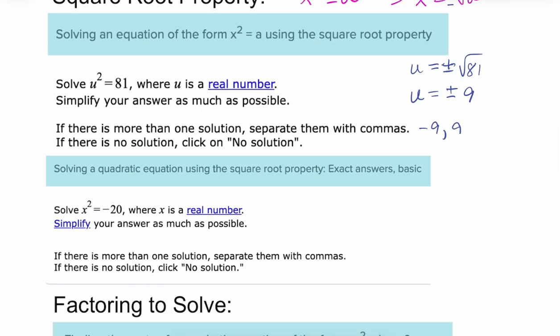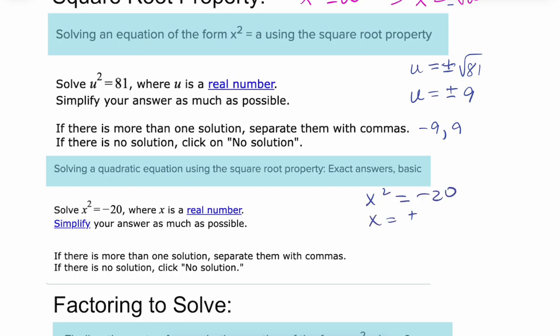Now here is a square root problem where we don't necessarily have a real number solution. So see this right here? It says a real number solution. So let's do the math, and then I'm going to show you what I want, and I'll show you what Alex wants.